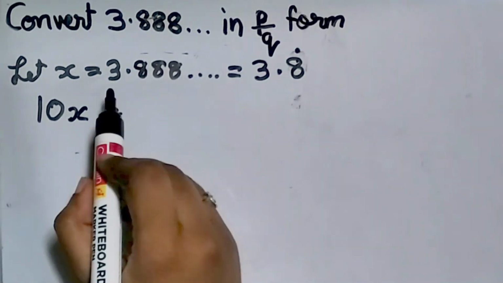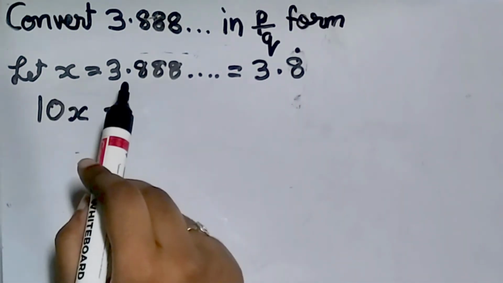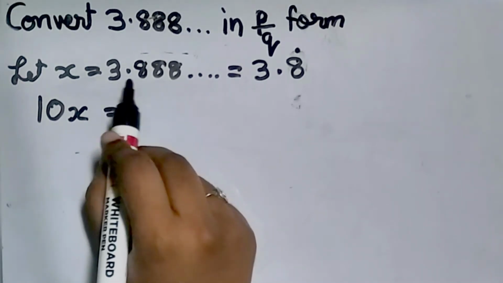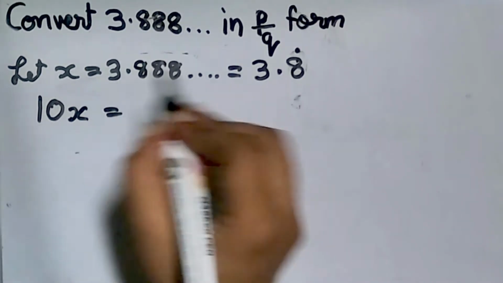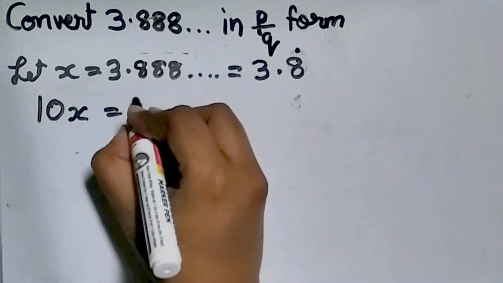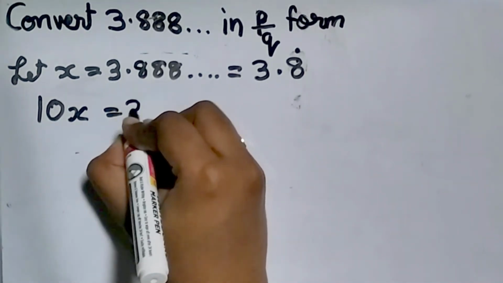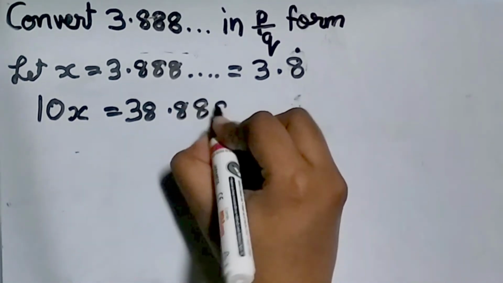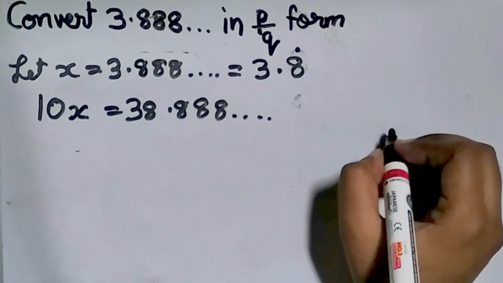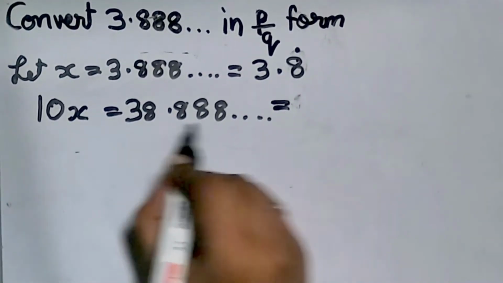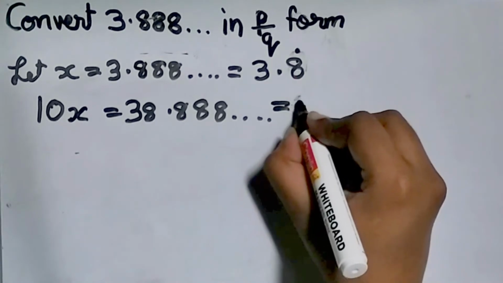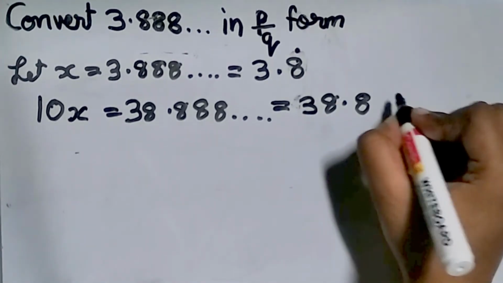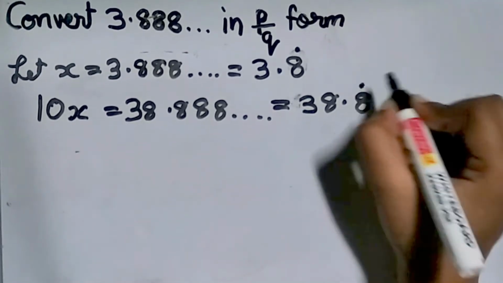Okay. Now x is this number. So when you multiply this number by 10, the decimal point will shift by one place to the right side. So what we will get? 38.888 and so on. This is equal to, how can you write this? 38 point, the 8 is repeating, so we will put 8 and we will put a small dot on 8.